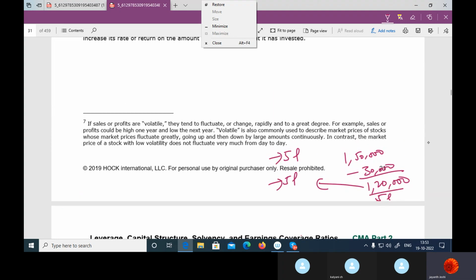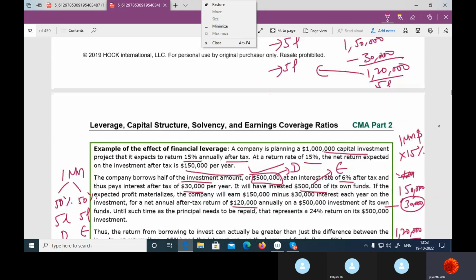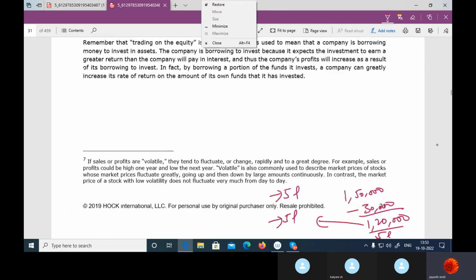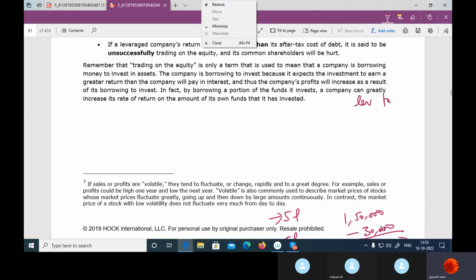See, you should understand one thing. What's the topic? Example of the effect of financial leverage. Financial leverage means what? Leverage means taking advantage, correct? When you see a cricket match, they say the local team can take the leverage of the pitch conditions. So taking advantage is leverage. How can you take advantage? You can take advantage of debt finance in a very good way. Why? Because the interest you pay on debt is a fixed nature expense.